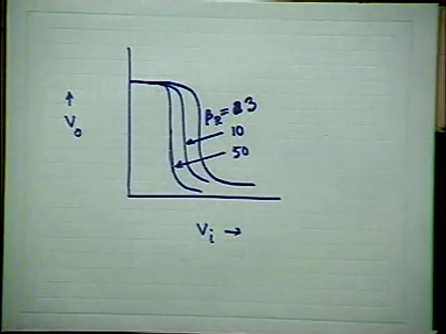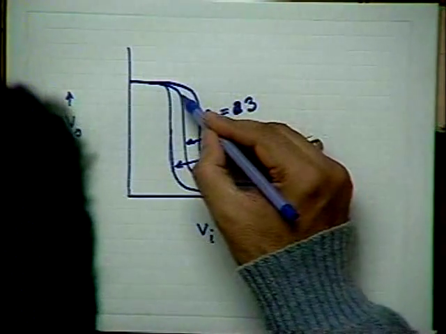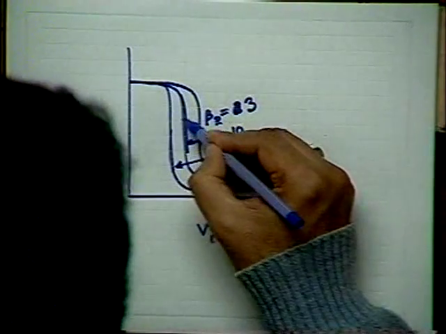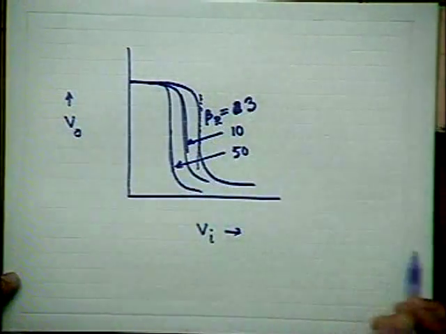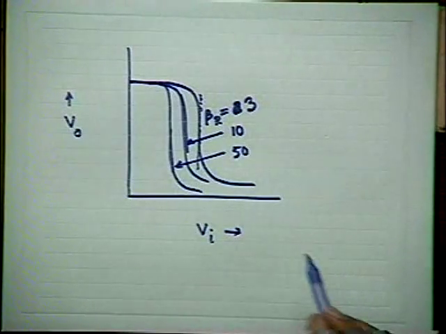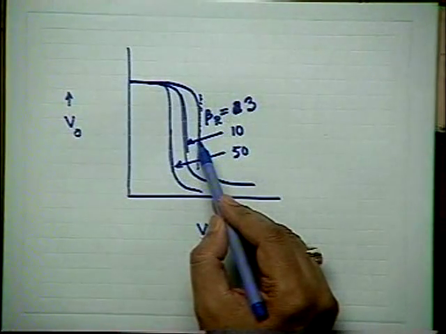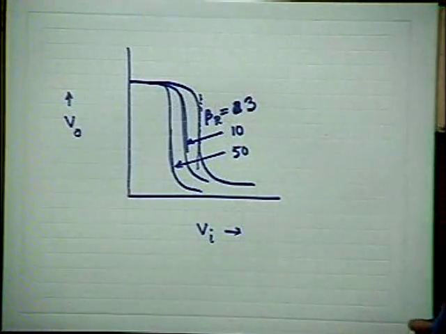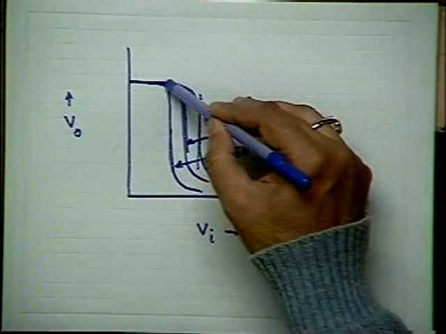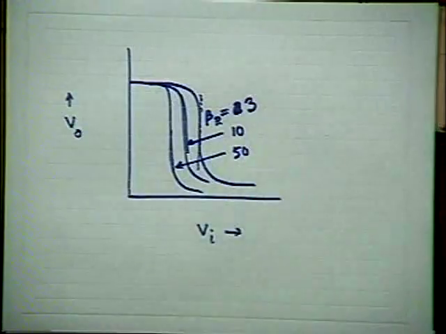This is a very interesting thing. You will find that here, for any value of beta R, maybe 3 or 10 or 50, there is a region where the slope is very, very high. That means there exists a point of inflection, and the tangent is perpendicular to the x-axis. Whatever may be the value of beta R, a low value or high value, the characteristic is such that it does not start with a linear region initially.